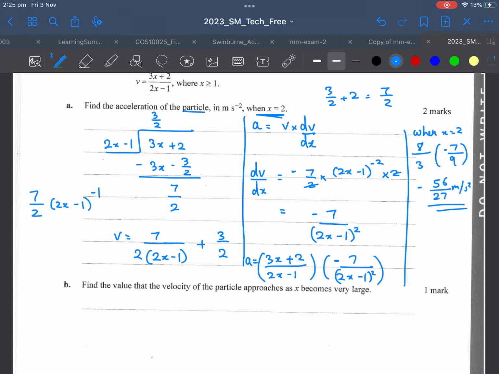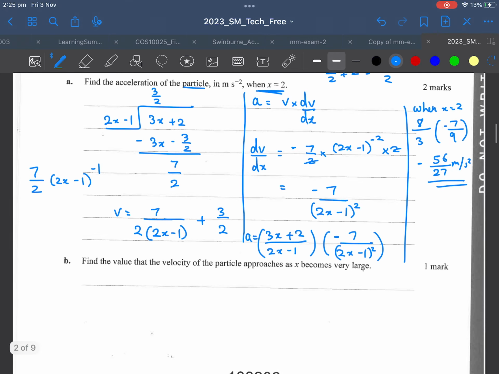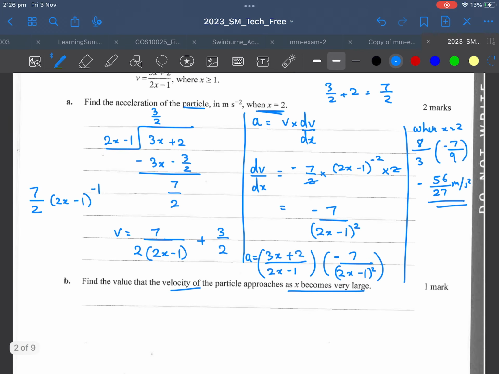Okay, this looks a bit suspicious. So if this is wrong, just let me know down in the comments. Anyway, let's move on. Find the value of the velocity of the particle as x becomes very large. So when x becomes really large, I'm looking at this equation over here, and this entire chunk will just approach 0. So the final answer is just going to be 3 on 2 meters per second.